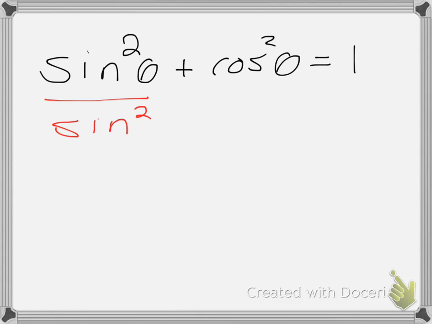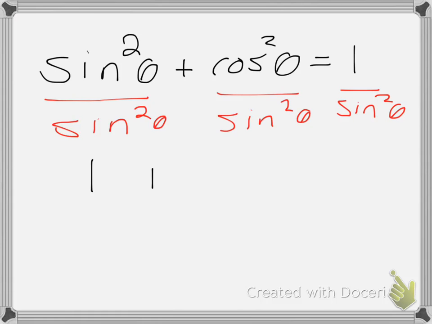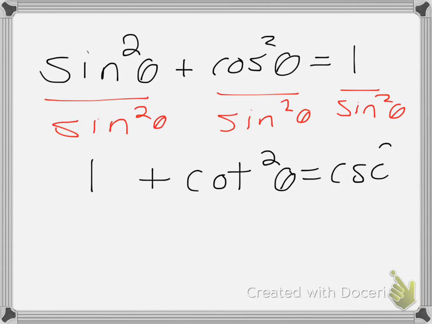I'll start by dividing everything by sine squared of theta. And when I do, this is going to give me a 1. Cosine over sine gives me cotangent. And then 1 over sine gives me cosecant. And here's our second formula.